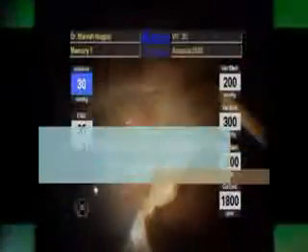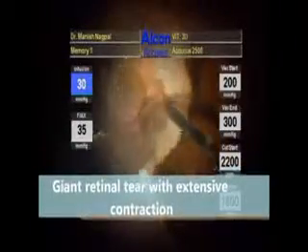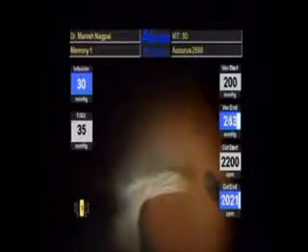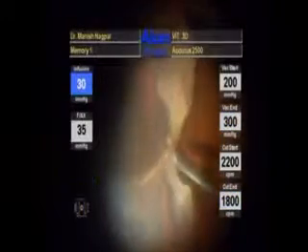This is a case of giant retinal tear with extensive retinal stiffening. Once again, a thorough vitrectomy is done. Minimal PFCL is injected up to the edges to relieve the traction.